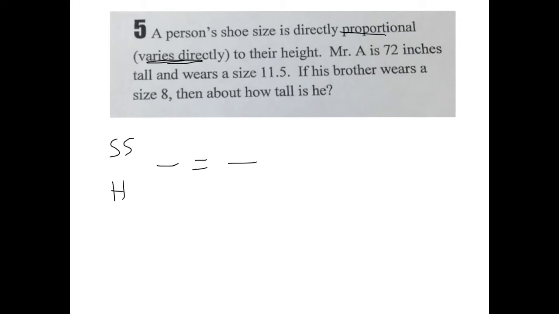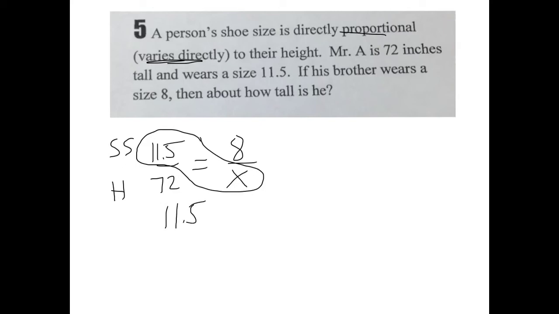So it says Mr. A is 72 inches. So that's his height. His shoe size is 11.5. His brother wears a size 8 shoe. How tall is he? So we put an X there. And we butterfly. X times 11.5 is 11.5x. 72 times 8. I don't know that in my head, so I'll grab my calculator. 72 times 8 is 576.